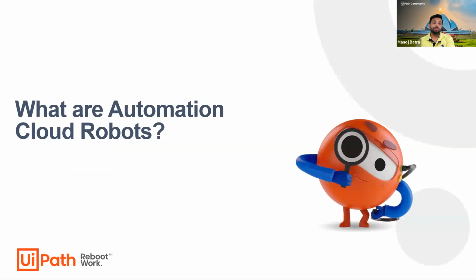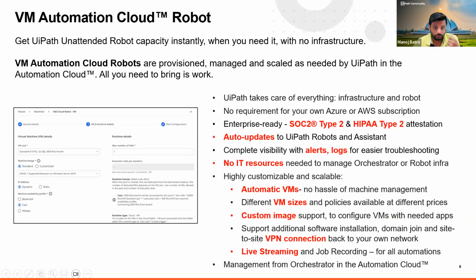So what are automation cloud robots and why are they required? As I mentioned before, it is a new offering by UiPath. The benefit is you don't have to care about any kind of infrastructure. You must have faced infrastructure challenges before, and with the help of automation cloud robots, you can overcome many of them. There are two flavors of automation cloud robots: one is cloud VM, the other is serverless robot. And with this, you can set up everything.